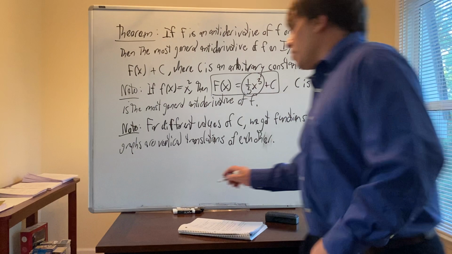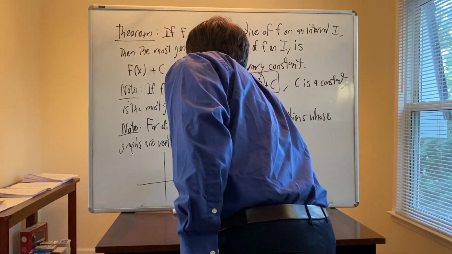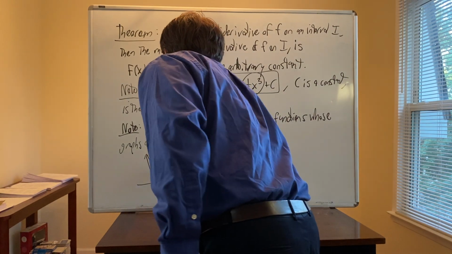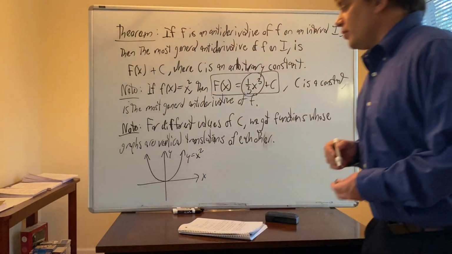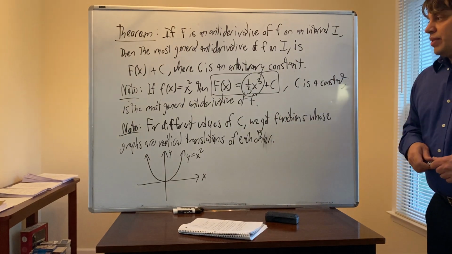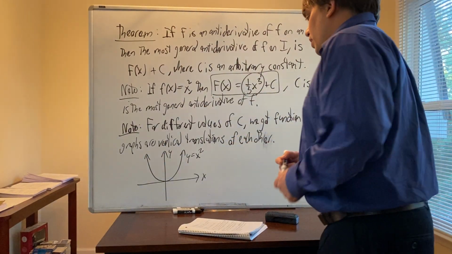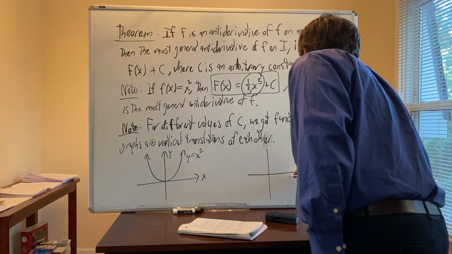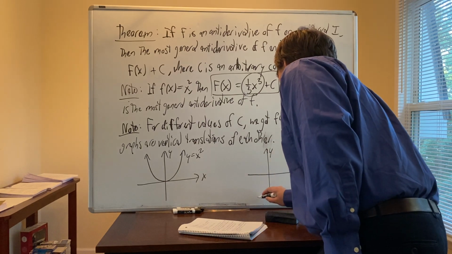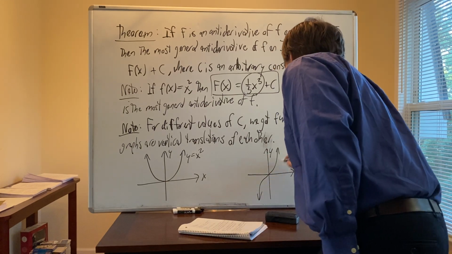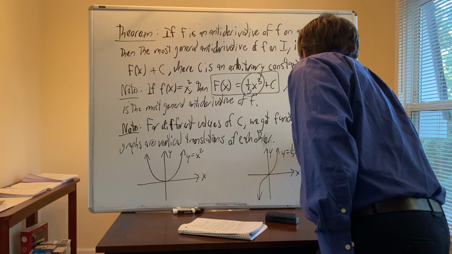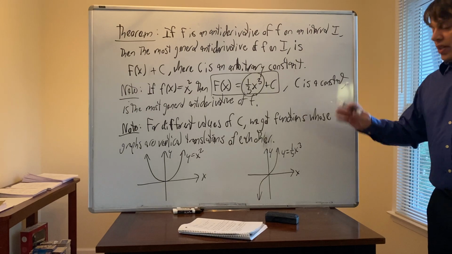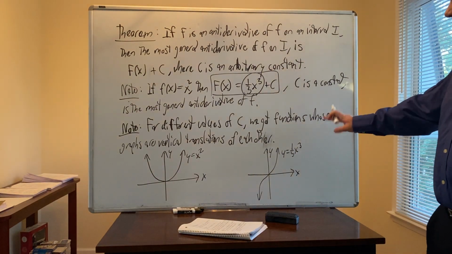Let me draw an example of that. If you have the graph y equals x squared, okay, that's y equals x squared. And if you find an antiderivative of that function, one such example is 1/3 x cubed. So that's the graph of y equals 1/3 x cubed. And then all the other antiderivatives are just adding any constant to that graph.